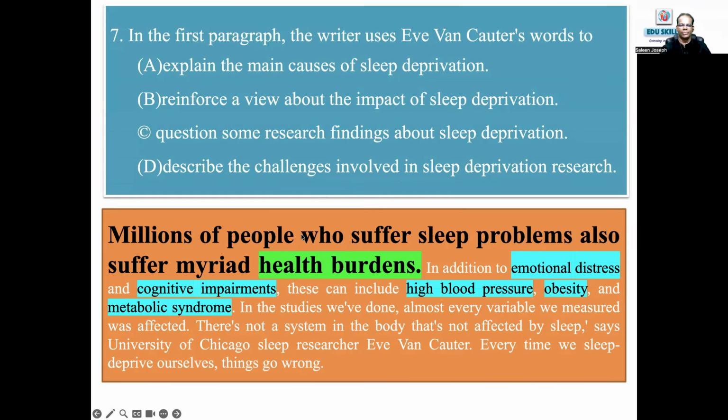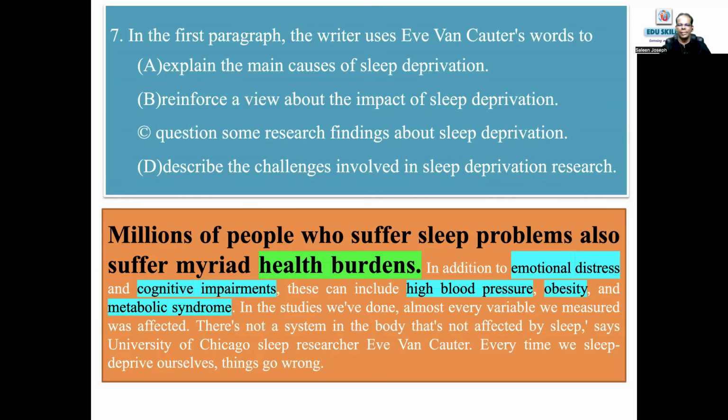Millions of people who suffer sleep problems also suffer myriad health burdens in addition to emotional distress and cognitive impairments. These can include high blood pressure, obesity, and metabolic syndrome. In the studies we have done, almost every variable we measured was affected. There is not a system in the body that's not affected by sleep, says University of Chicago sleep researcher E. Van Cotter. Every time we sleep deprive ourselves, things go wrong.